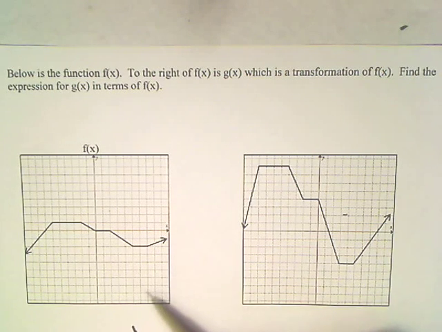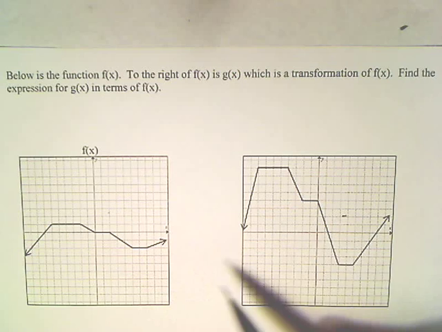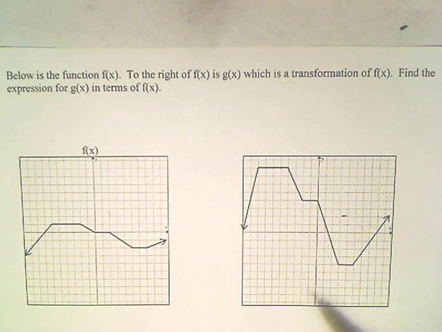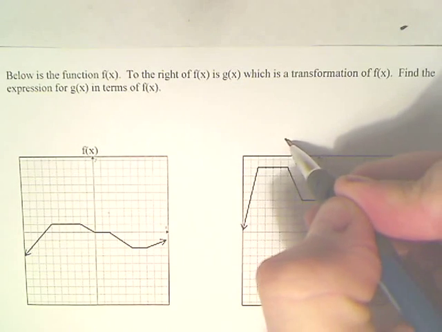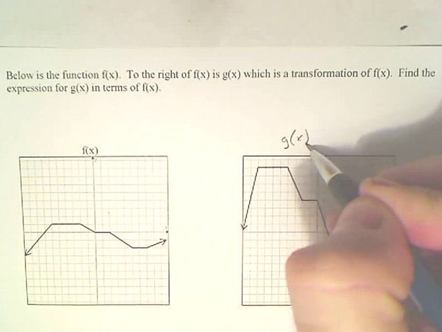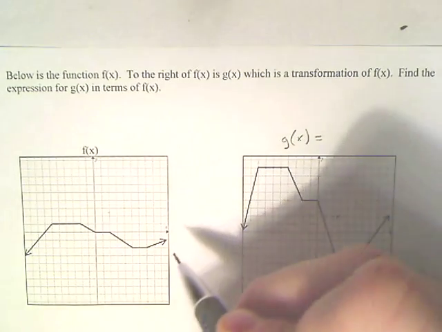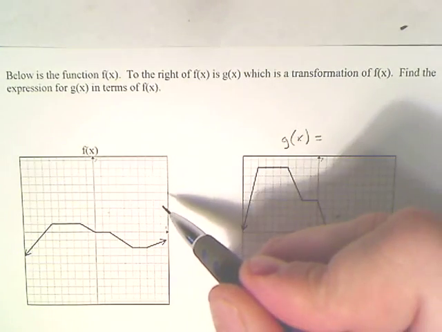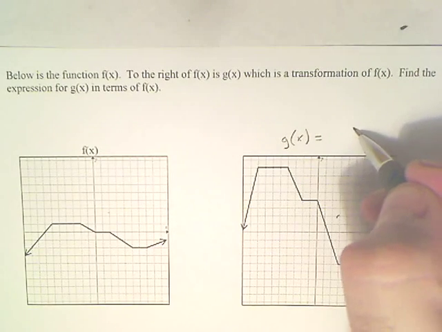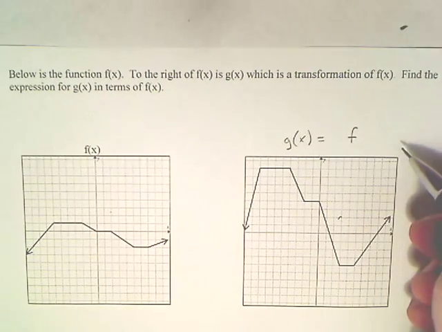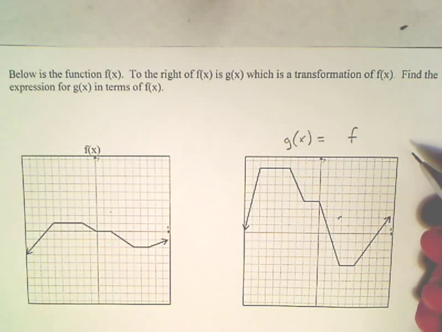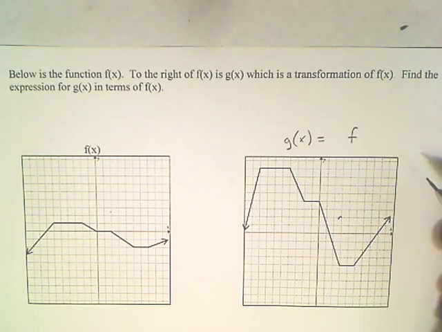Here's a graph, a random arbitrary graph that's been transformed, and we are trying to find the new equation of it. The equation is named g, so I'll write g of x is equal to. Now, because the original graph is called f, we need to make sure that f is contained in our solution. So I'll throw an f in there so I don't forget to do it.